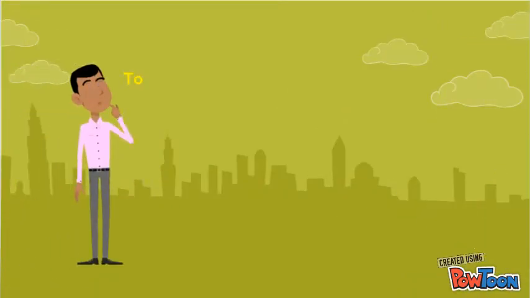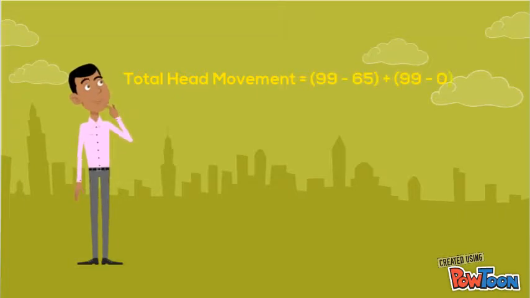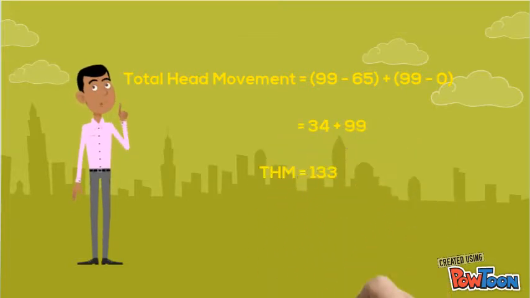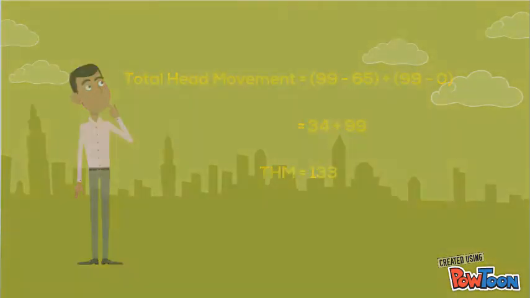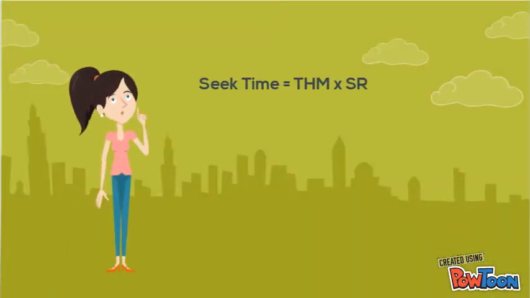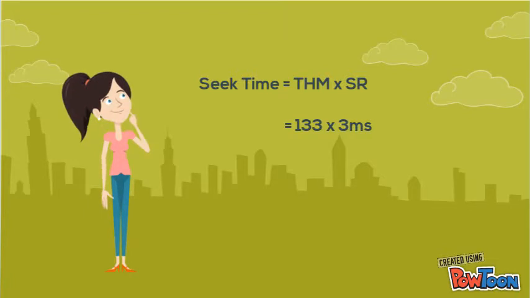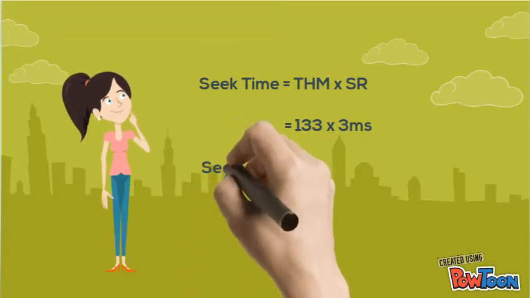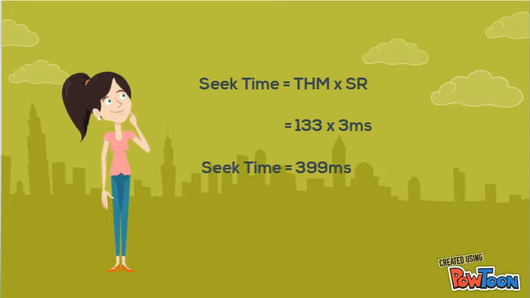Solving for total head movement, which is 99 minus 65 plus 99 minus 0, equals 34 plus 99, and the total head movement is 133. Next up is the seek time, where 133 is the total head movement times 3 milliseconds. And our seek time is 399 milliseconds.